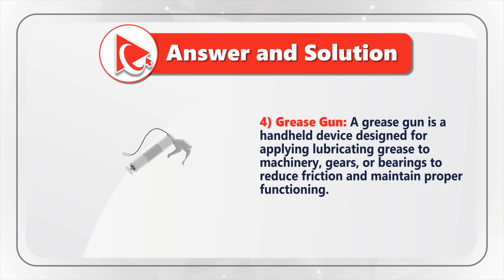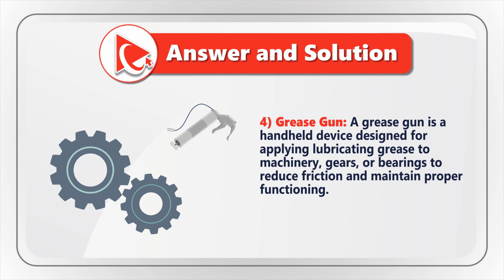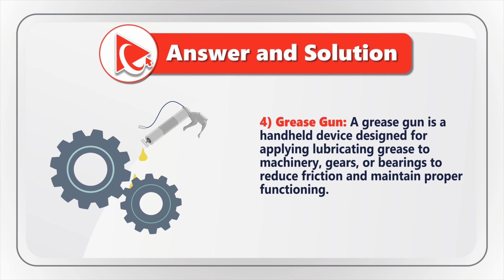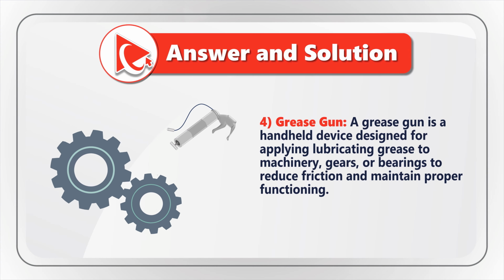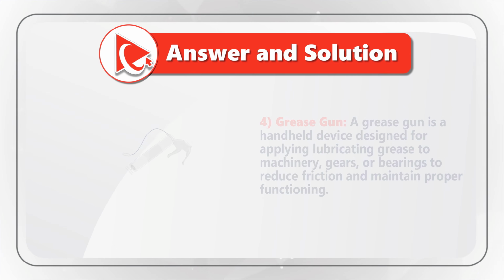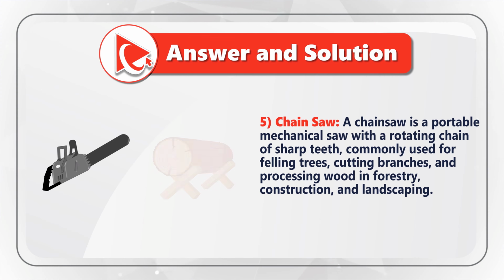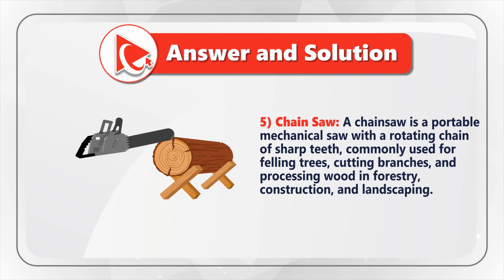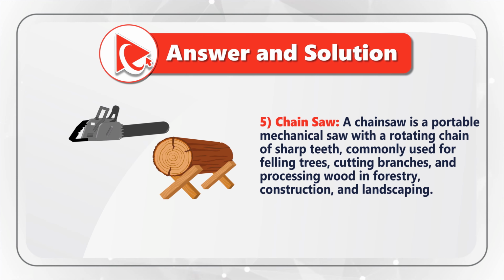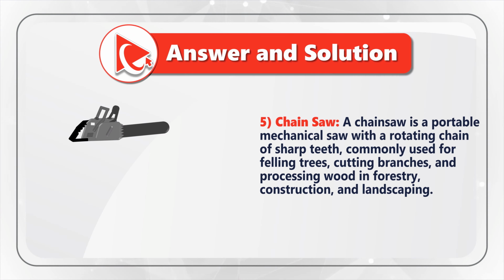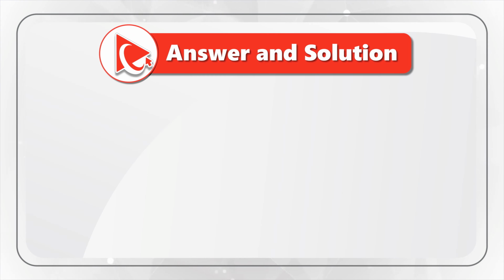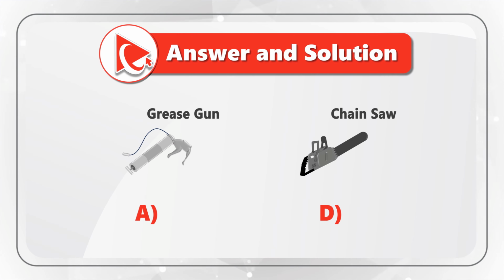I think choice 4 is a grease gun. A grease gun is a handheld device designed for applying lubricating grease to machinery, gears, or bearings to reduce friction or maintain proper functioning. And last but not least, description 5 resembles a chainsaw. A chainsaw is a portable mechanical saw with a rotating chain of sharp teeth, commonly used for felling trees, cutting branches, and processing wood in forestry, construction, or landscaping. You can see the grease gun matching image A and the chainsaw matching image D.